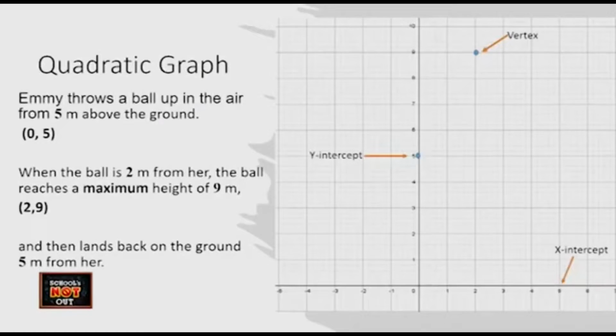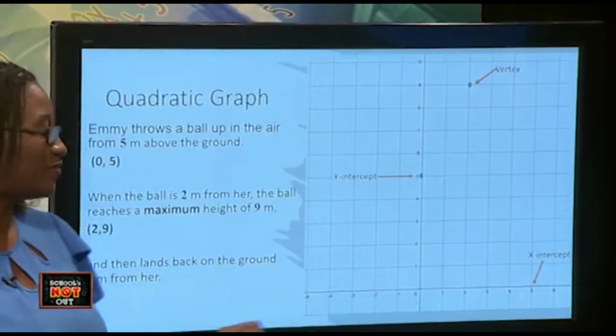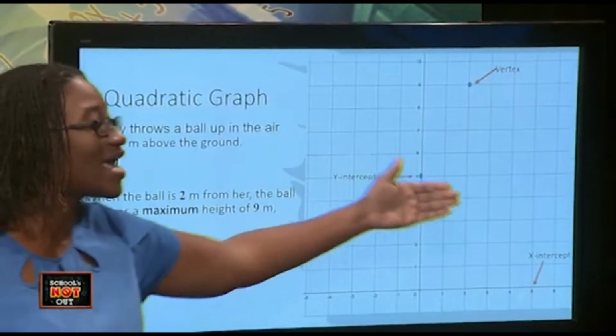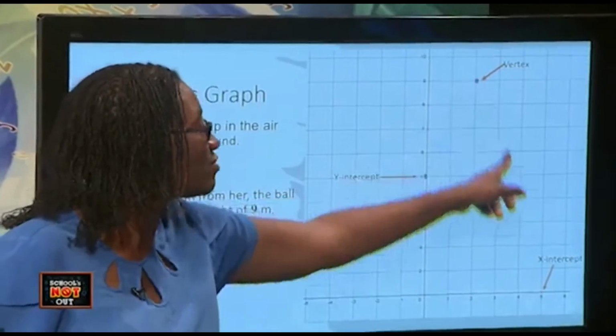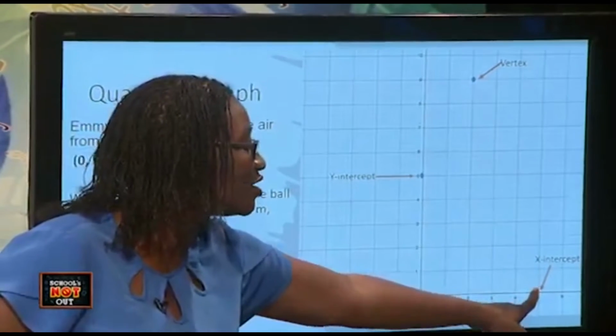Now, what else happened in the situation? We had one more thing happening. When the ball lands back on the ground, it lands 5 meters away from Emmy. So remember we said Emmy started at x equals 0. And so if it landed 5 meters away from her, the ball would be landing right here at 5, 0. And that looks like our x-intercept.